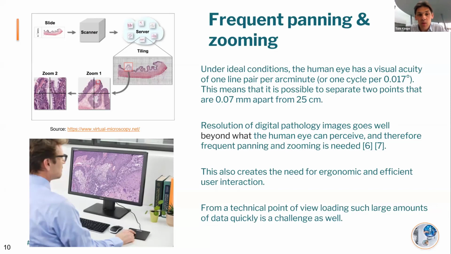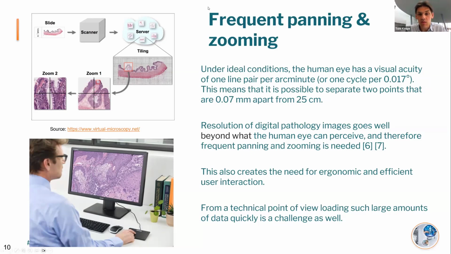Huge images, but with that amount of information, it's very clear that it's not possible to see all details of that image at a glance. The human eye has a limitation in visual acuity, typically expressed in line pairs per arc minute: 1 line pair per arc minute, or 1 cycle per 0.017 degrees. Practically, it means that if you're about 25 centimeters from the display or from a target, you can see things that are 0.07 millimeters apart. So it's clear that digital pathology images go well beyond what a human eye can perceive.